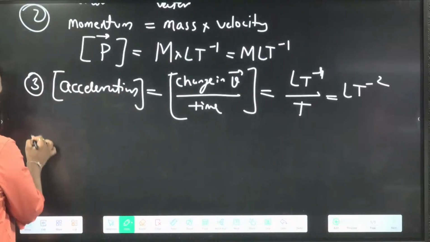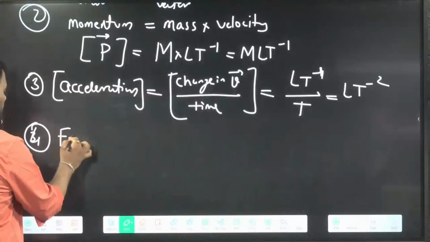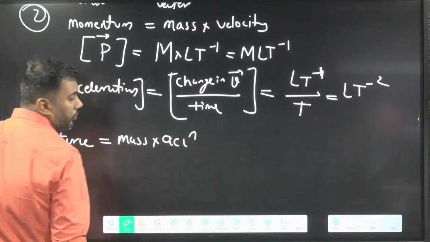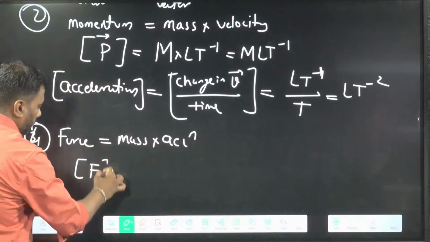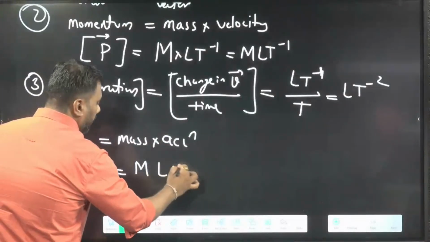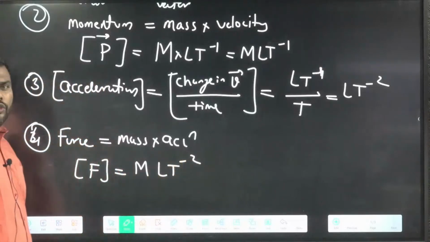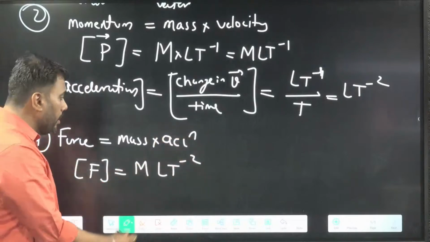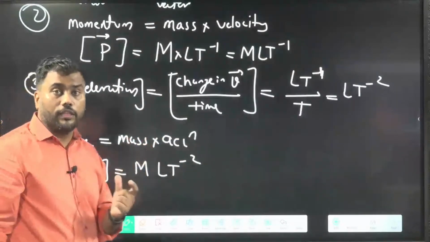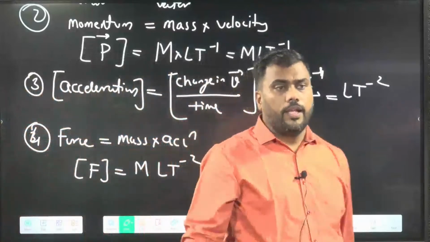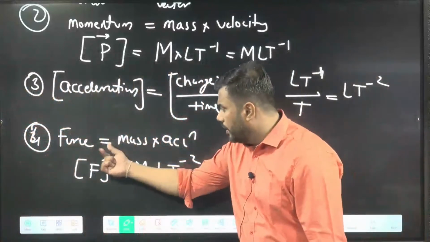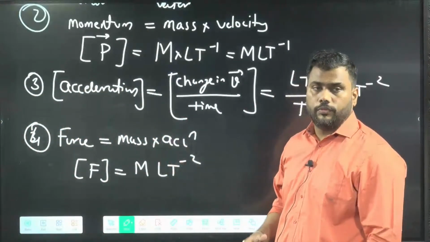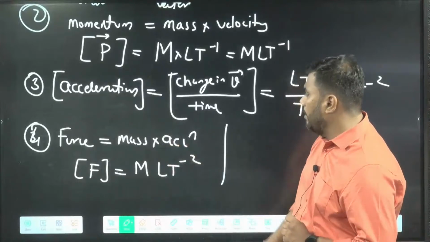Dimensions of force. Newton's second law, remember, mass into acceleration gives you force. So dimensions of force will be mass into dimensions of acceleration, MLT minus 2. So there are different physical quantities that we can find out dimensions in this way. We just need to know the formula of physical quantity to find out the dimensions. I should be able to represent the physical quantity in terms of other physical quantity for which I know the dimensions. Okay, if I can do this, I can find out the dimensions.